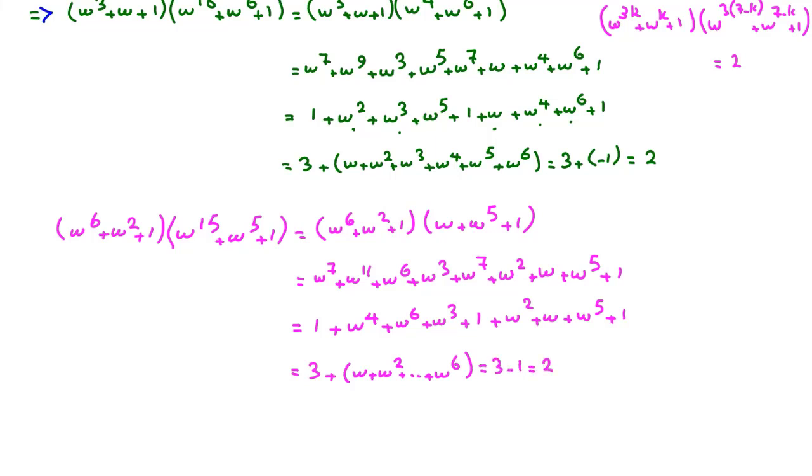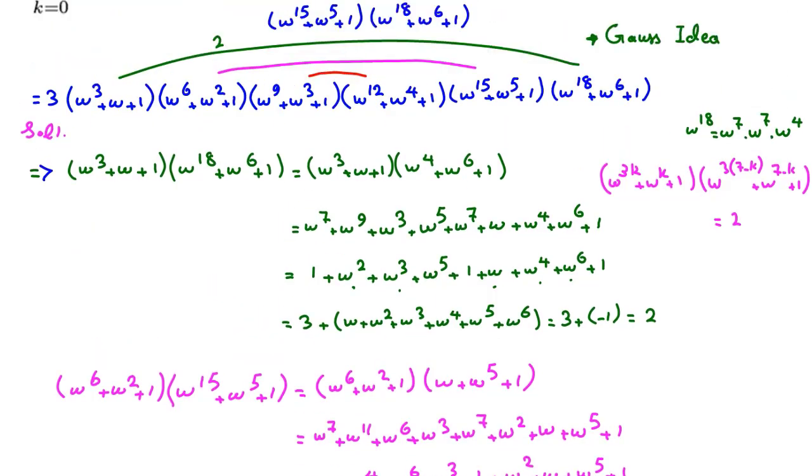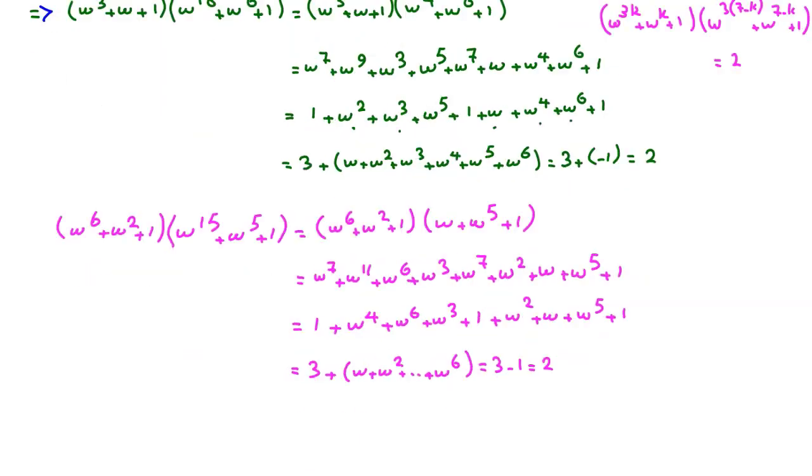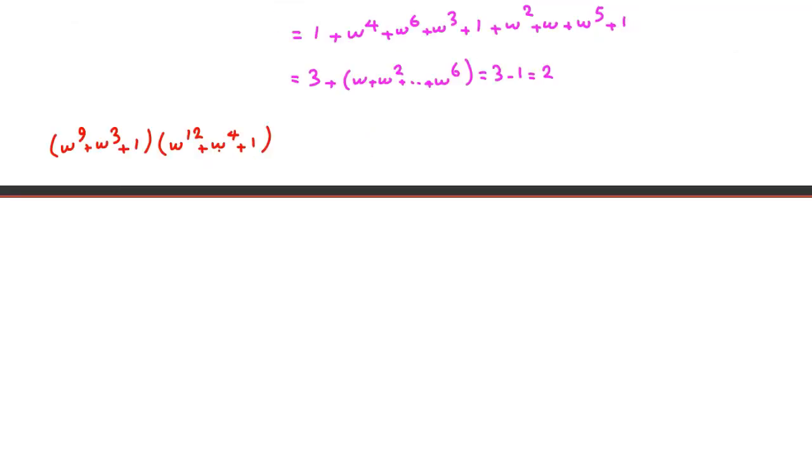On the last part, we have written like this: W^9 plus W^3 plus 1 times W^12 plus W^4 plus 1. Okay, so let's calculate this. And because W^7 is 1, we can replace W^9 with W squared, so W squared plus W cubed plus 1. Instead of W^12, we can write W^5 plus W^4 plus 1.